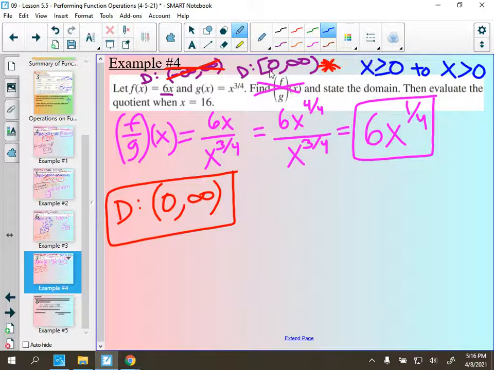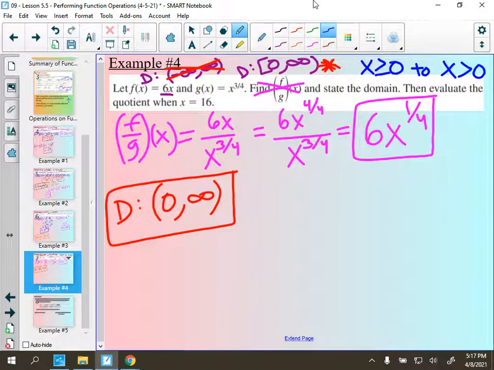Here, greater than or equal to zero applies. Here, x has to be greater than zero. So that's going to take practice, looking at your denominators and seeing what value is going to make that zero, and then taking it out of your domain.